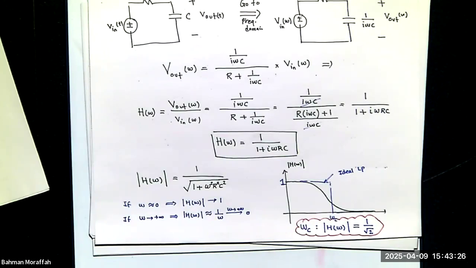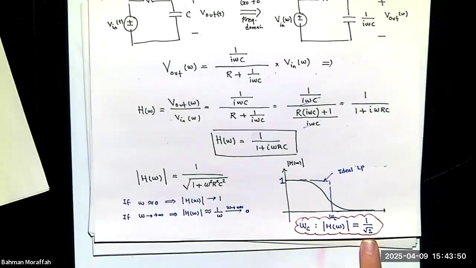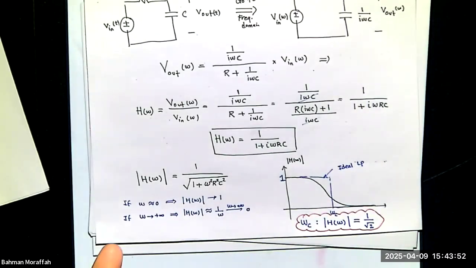So if I ask you to find this omega c, you know this magnitude, right? You're going to put this equal to 1 over square root of 2. You have R and C, and you can find that omega. And that corresponding omega is this omega c. So you have this magnitude, you put this equal to 1 over square root of 2, you can solve for omega, and that gives you that omega c.